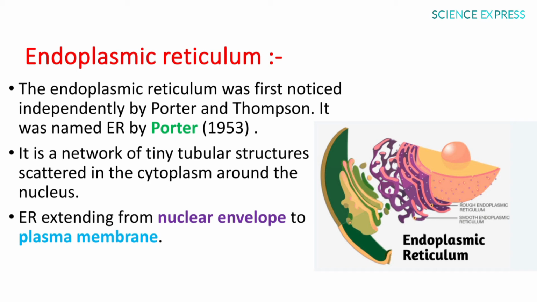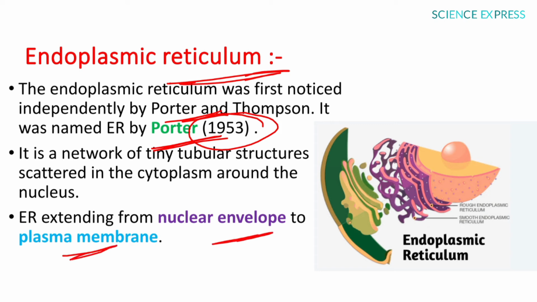Next cell organelle is endoplasmic reticulum. The endoplasmic reticulum was first noticed independently by Porter and Thomson, but named by the scientist Porter in the year 1953. It is a network of tiny tubule structures scattered in the cytoplasm around the nucleus. Endoplasmic reticulum extends from the nuclear envelope to the plasma membrane. Okay, so endoplasmic reticulum originates from the outer membrane of the nucleus. Clear?